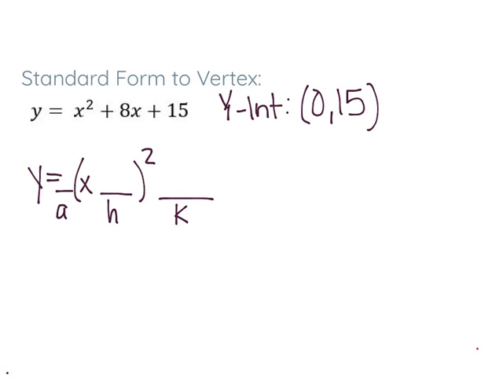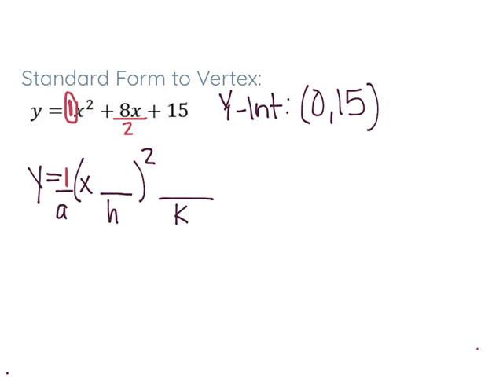So what we're going to do in order to find each of these parts is look at this first part of the equation right here. This right here is technically our a value, and since there's no number there, it's technically 1. So our a value is 1. So you look in front of the x squared to find your a value. Now, in order to find your h value, you're going to divide the middle term by 2.